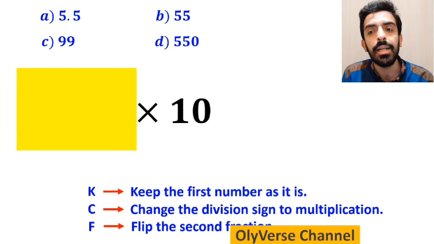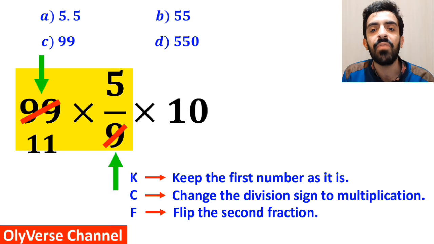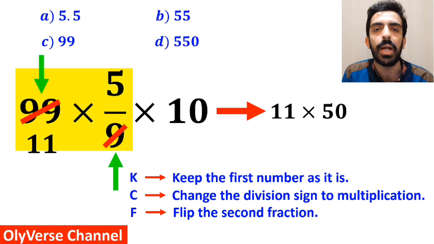So, we remove the highlighted part and replace it with 99 multiplied by 5/9. Now, the number 99 cancels out with the 9 in the denominator, and this expression simplifies to 11 multiplied by 50, which finally gives us the answer 550. Therefore, option D is the correct answer to this question.